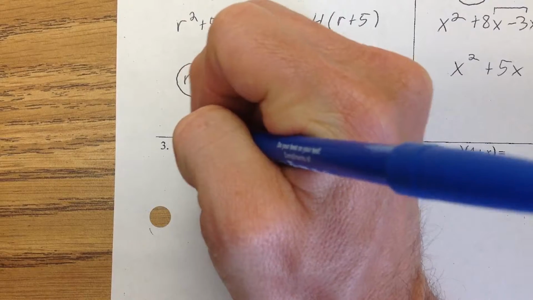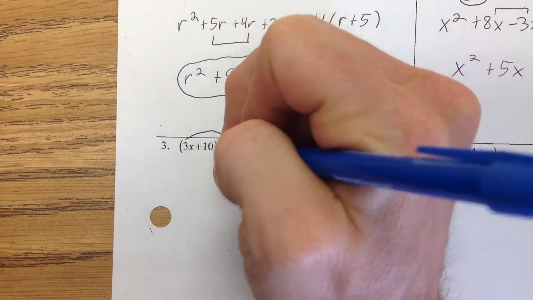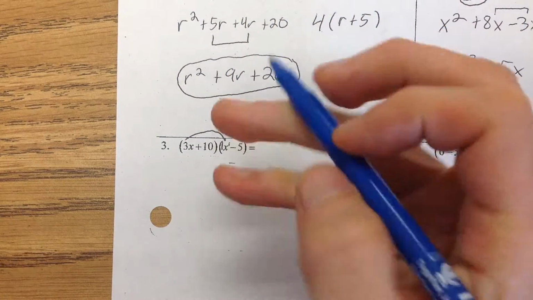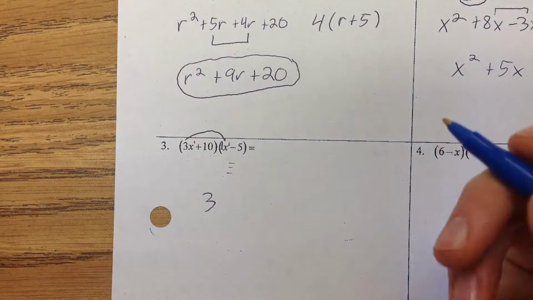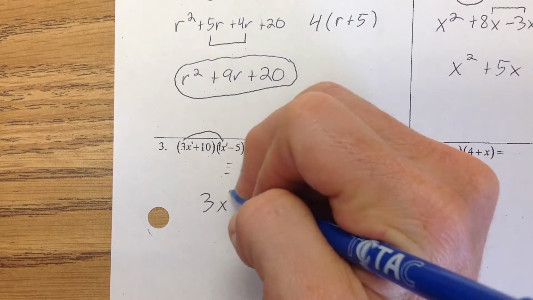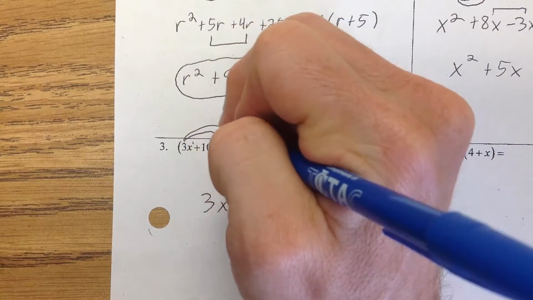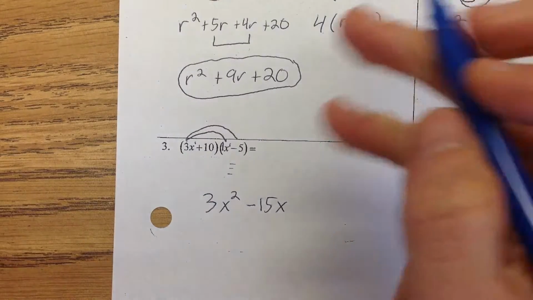So here, I'm doing 3x times x. Now again, remember, this is really a 1x to the first. So 3 times 1 is 3. And x to the first times x to the first is x squared. Then I have a 3x times negative 5. That's going to give us a negative 15x.